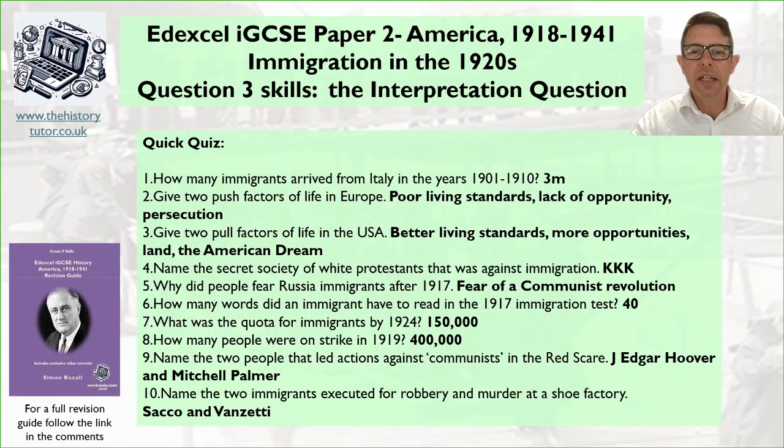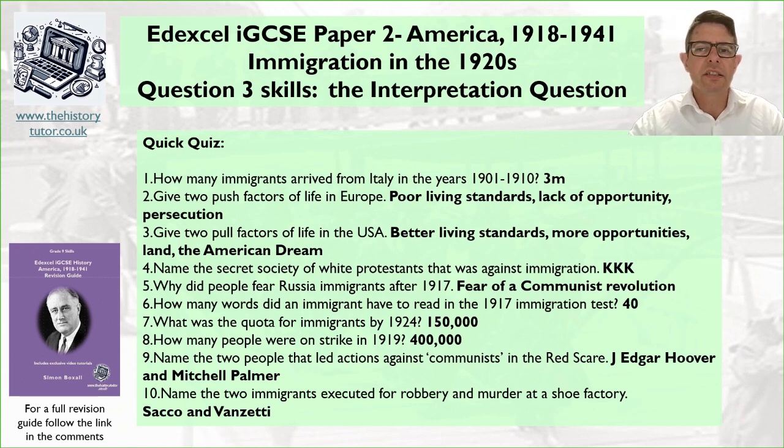Okay, question number 1. How many immigrants arrived from Italy in the years 1901 to 1910? So 3 million. And as you might be aware, there were certain types of immigrants that people were not so happy with, the Catholic immigrants and people more from Eastern Europe. America being more of a Western Europe migration or Protestant migration, they weren't so happy with Italians and Polish people arriving.